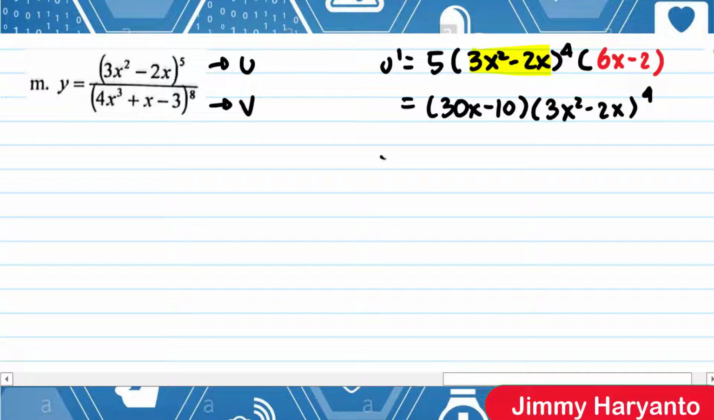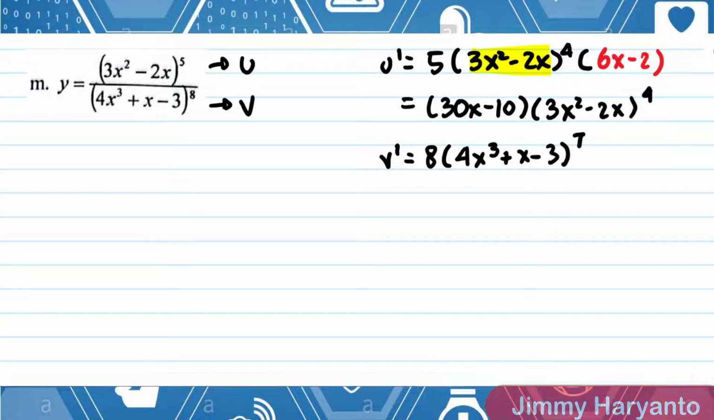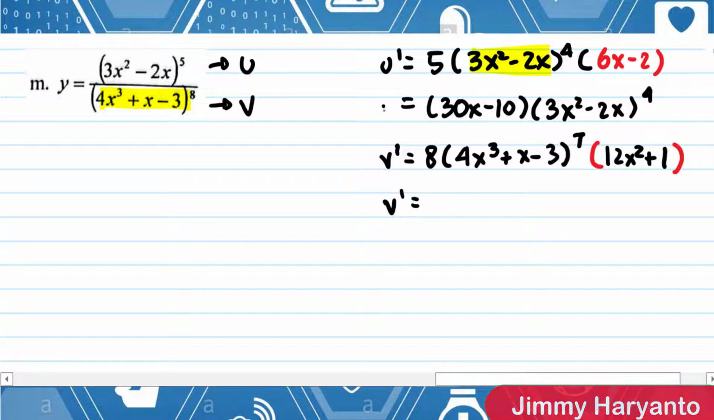Okay, so this is the u accent, and also the v accent will be 8 to the front and then 4x cubed plus x minus 3 to the power of 8 minus 1 equals to 7, and then don't forget to times it with the inner function, so times with the 12x squared plus 1. Okay, next v accent equals to 96x squared plus 8, 16, 96, 4x cubed plus x minus 3 to the power of 7.